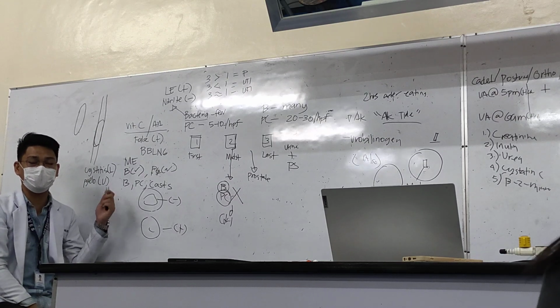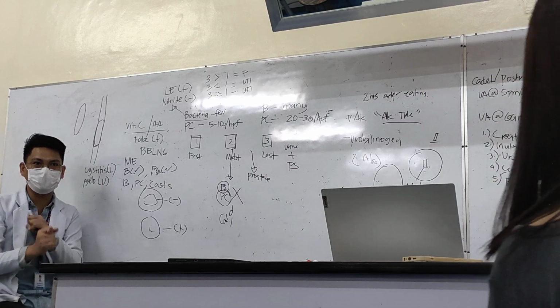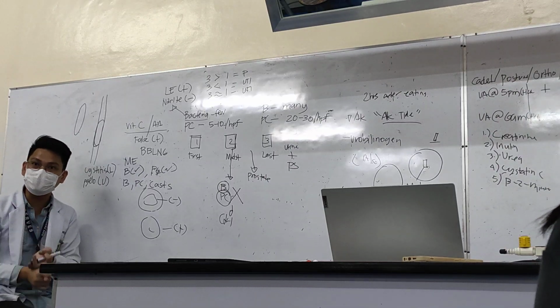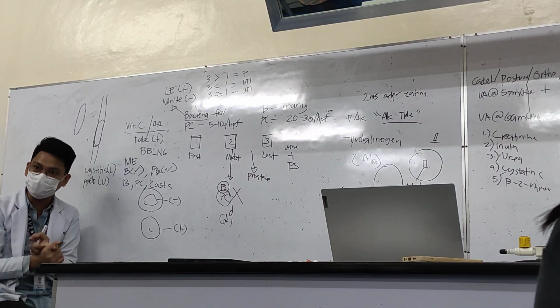The origin is the nephron. Because in pyelonephritis, the damage is in the ureters and kidneys, in the nephrons.